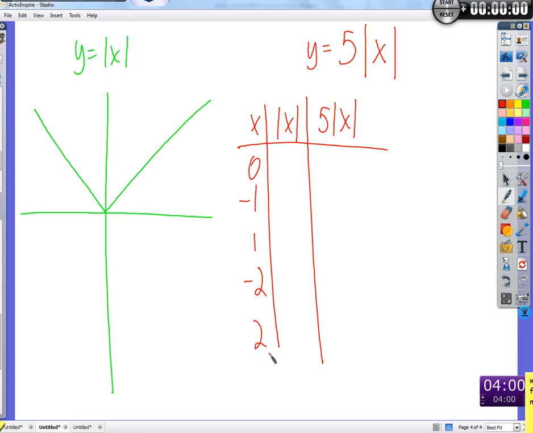Did you guys make predictions about what you thought the graph would look like in your minds? Yeah. Anybody did? You did? Were you right? Most were right. Okay.